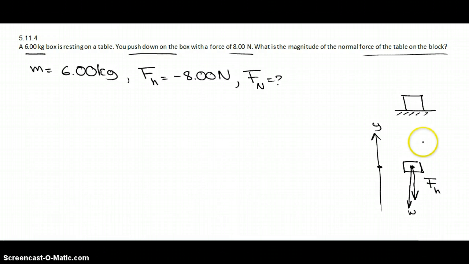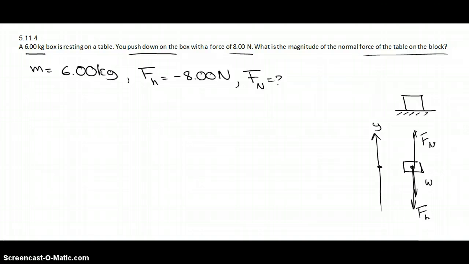Other than the weight, what else do we have? We have the force of the table on the box, which we call the normal force. So these are the three forces. They're all vertical. Two of them are pointing downwards, and one of them is pointing upwards. We don't know the magnitudes of these forces, so we don't need to worry right now about which is larger and which one is smaller.